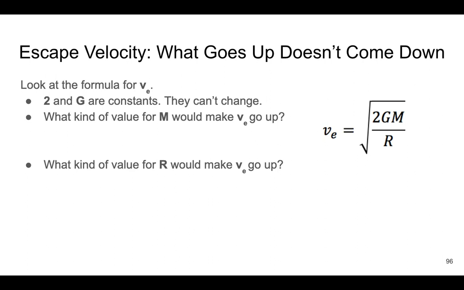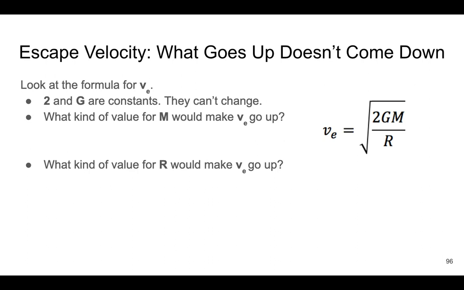So let's look at this formula, and we're going to think about the behavior of this formula, the behavior of this function, a math teacher might say. So if we're looking at this, 2 is a number, and G, that's the gravitational constant. Those numbers don't change. The M and R are variables. So look at this formula.